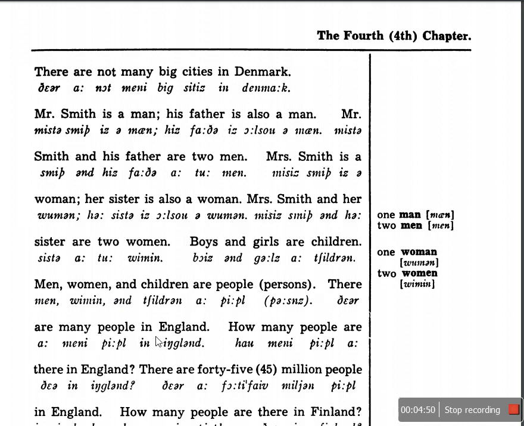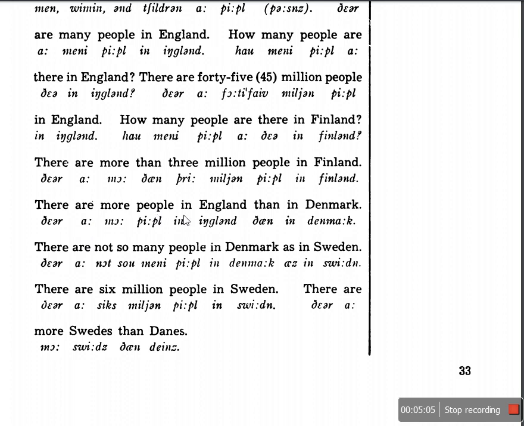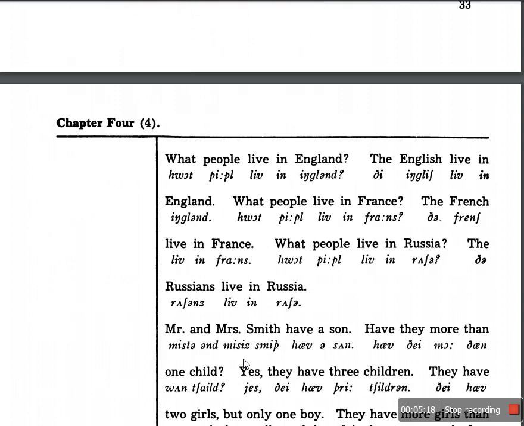There are many people in England. How many people are there in England? There are 45 million people in England. How many people are there in Finland? There are more than 3 million people in Finland. There are more people in England than in Denmark. There are not so many people in Denmark as in Sweden. There are 6 million people in Sweden. There are more Swedes than Danes.